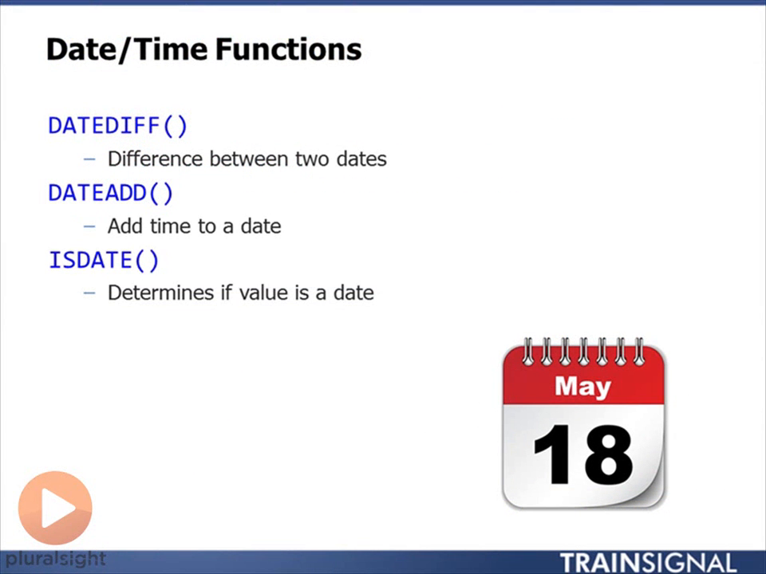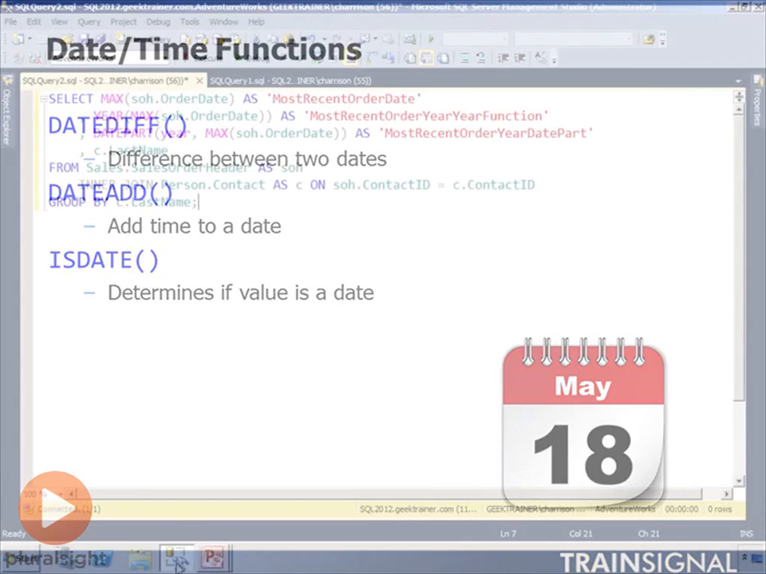We also have the ability to modify dates as well, where DateDiff will give us the difference between two dates. DateAdd will give us the ability to add time to a date, and then isDate would give us the ability to determine whether or not a value is a date. So for example, with DateDiff, what I could do is I could get a report on when the last time was that somebody placed an order, how long ago that happened to be.